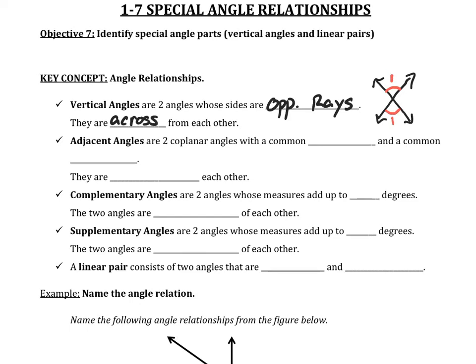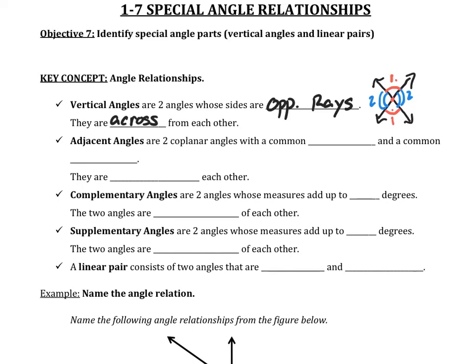So these two angles are one set of vertical angles, right? They're directly across from each other and they share that vertex. And then we have another set over here. So these two are our second set of vertical angles, directly across from each other. And again, they share a common vertex.